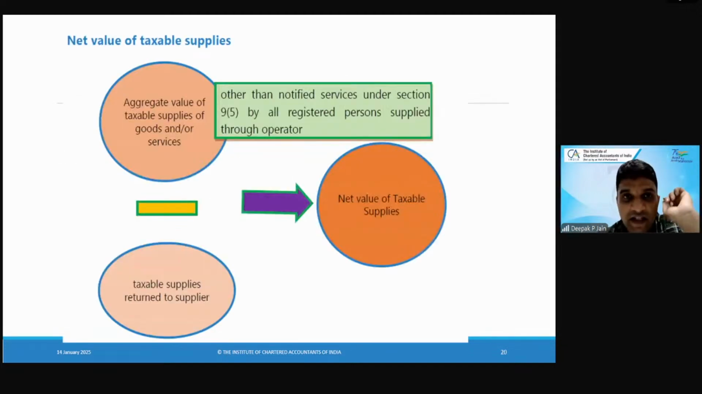What is the value on which TCS will be deducted? On the aggregate value of taxable supplies, whatever supply is happening through e-commerce, less all the returns. Generally, in e-commerce it is a habitual thing that out of 5 orders you make, 1 you will return. So returns are predominant. The government has realized that and said whatever is the value of supply, reduce the returns. That is called the net value of taxable supplies. On that, the TCS will be applicable.